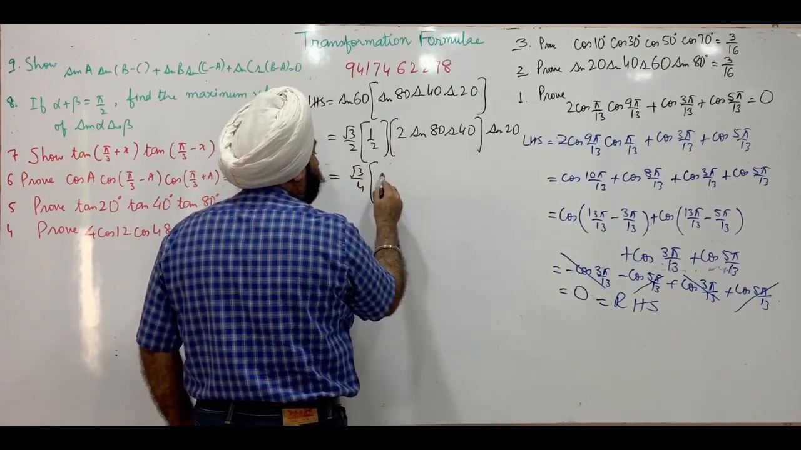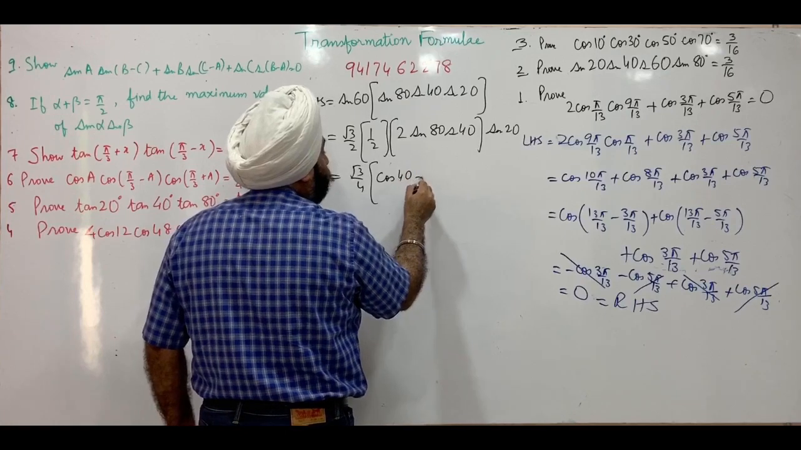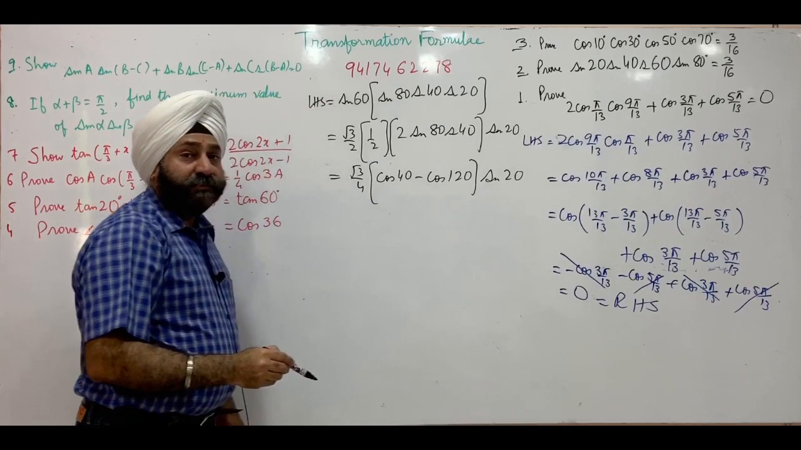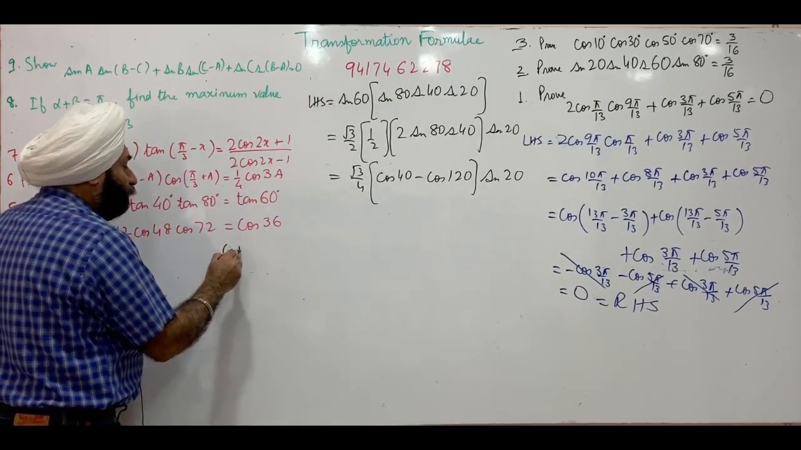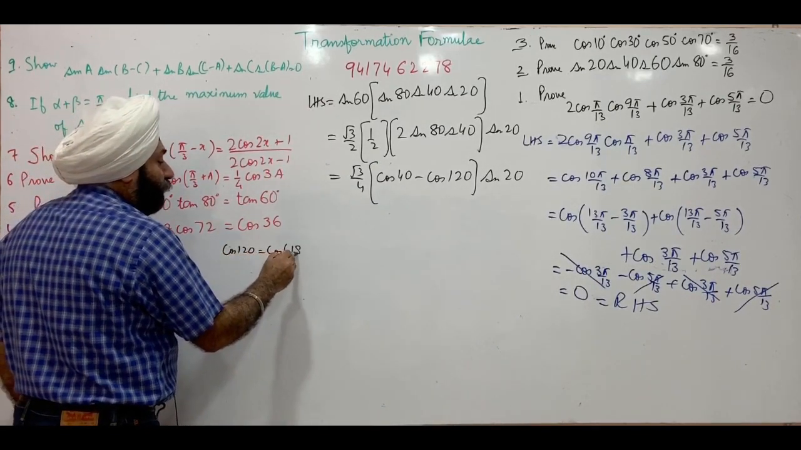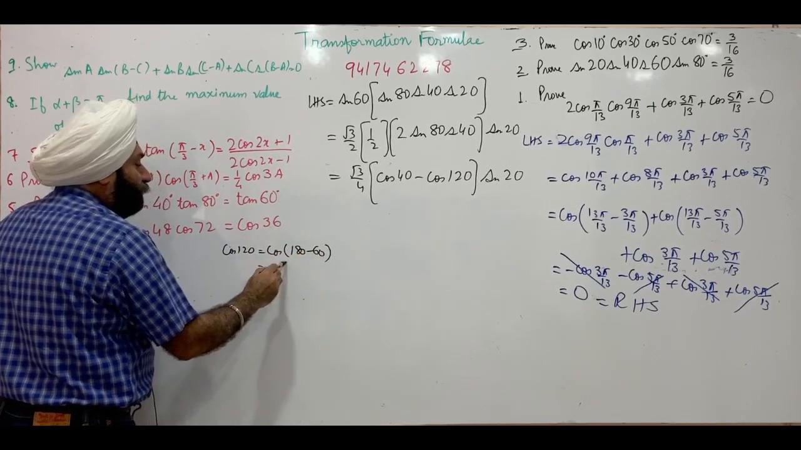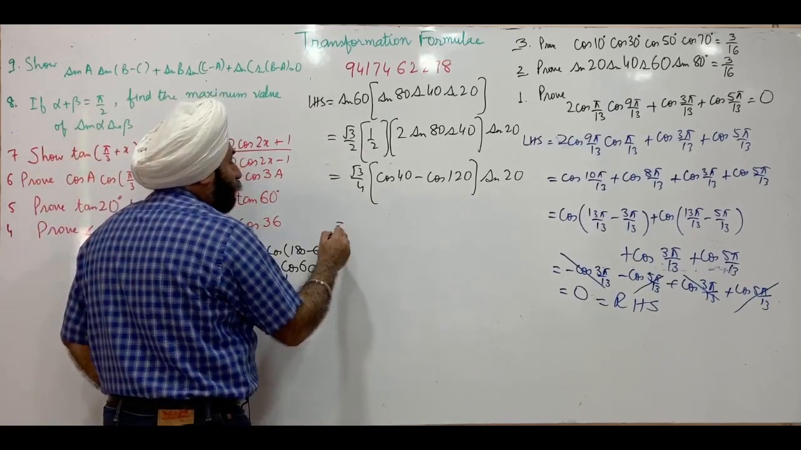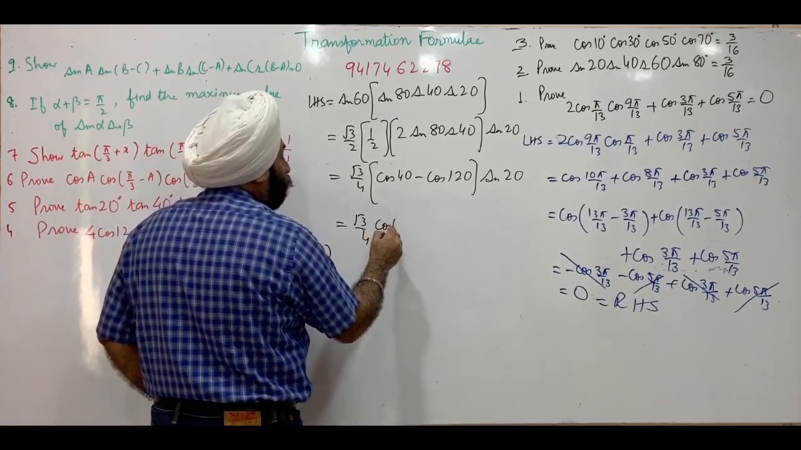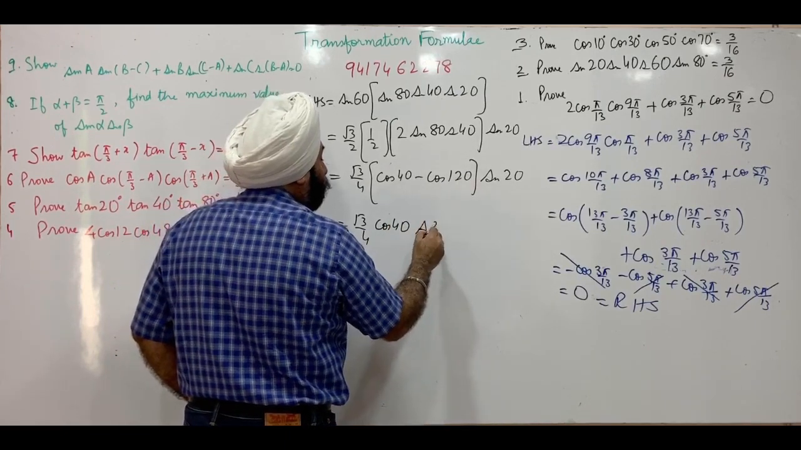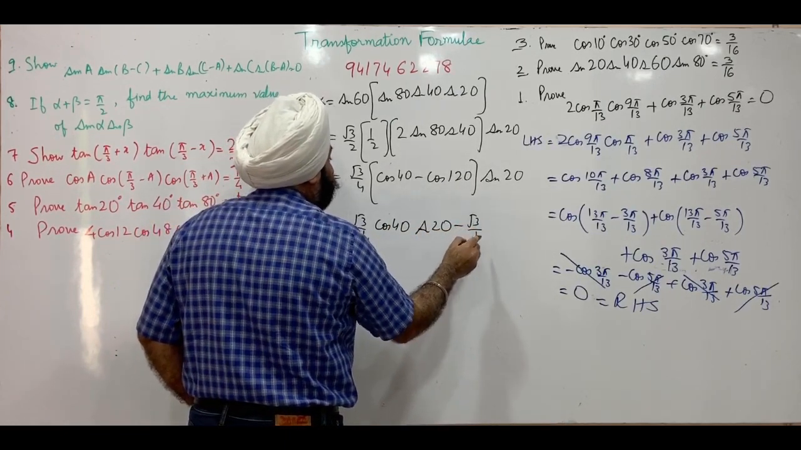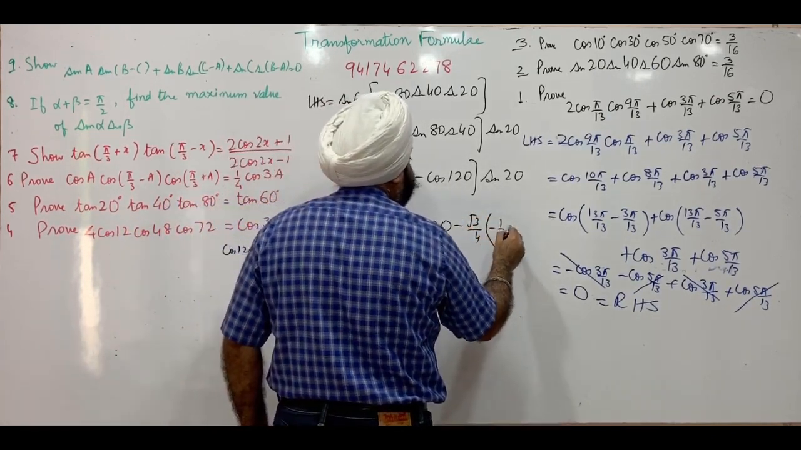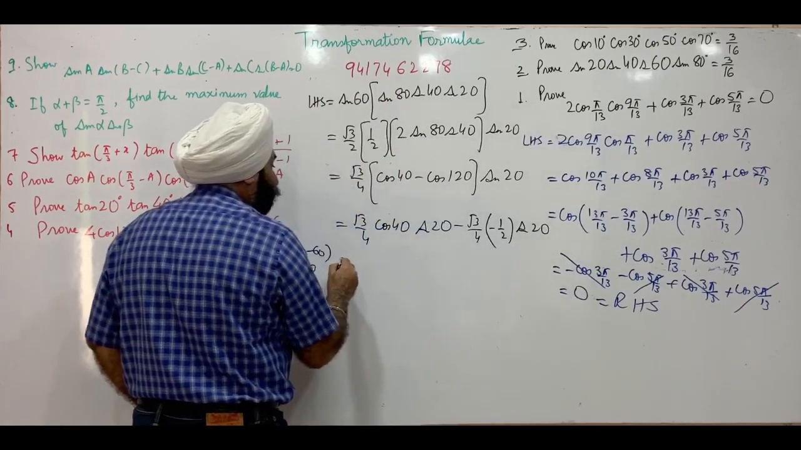2 sine A sine B is cos(A-B) minus cos(A+B), into sine of 20 degrees. Cos of 120 degrees is cos of 180 minus 60. This is minus cos of 60. This is minus 1 by 2. So we write this as root 3 by 4 into cos of 40 into sine of 20 minus root 3 by 4 into cos of 120. This is minus 1 by 2 into sine of 20.